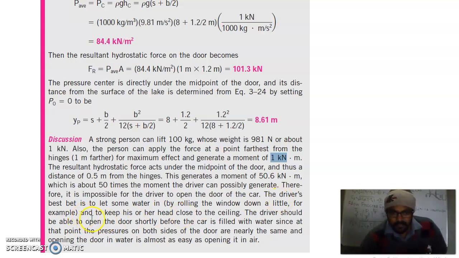The driver's best way is to open the door by letting some water in, by rolling the window down a little, for example, and keeping his or her head close to the ceiling. The driver should be able to open the door shortly before the car is filled with water, since at that point the pressure on both sides of the door is nearly the same, and opening the door in water is almost as easy as opening it in air.